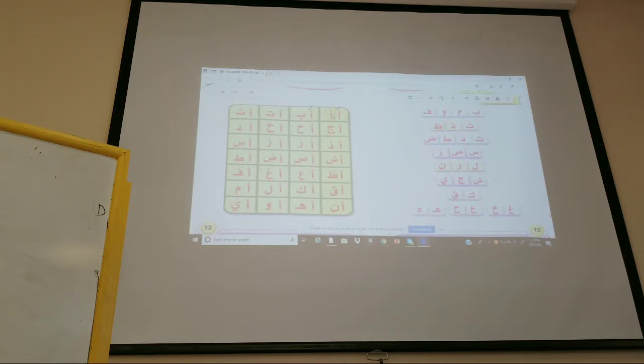But it has a little circle. That little circle means that it has no vowel. So it sounds its original sound. So alif is the name, the original sound is a, b. Okay? Ab, ab, at, ath, aj.